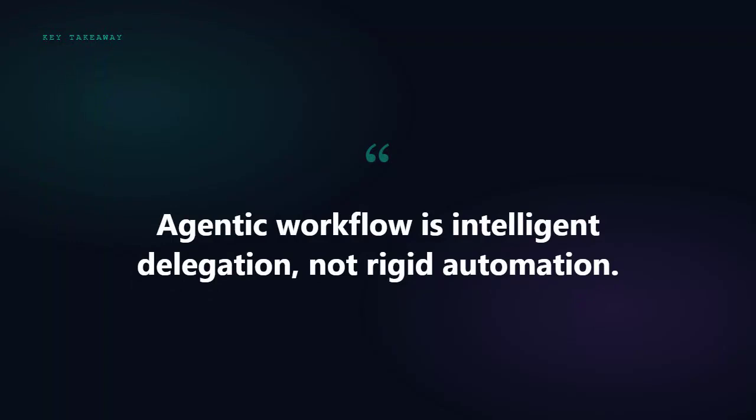Here's the key takeaway: an agentic workflow isn't just automation, it's intelligent delegation. You're not programming a robot to follow rigid rules. You're giving an AI agent a goal, a set of tools, and the freedom to figure out the steps to get there. Just like your chef with the recipe, the AI reads the mission once and executes it end to end.